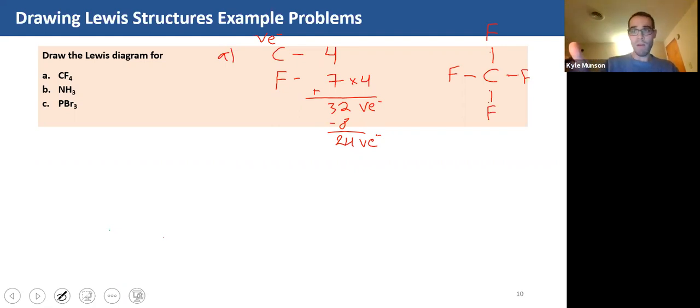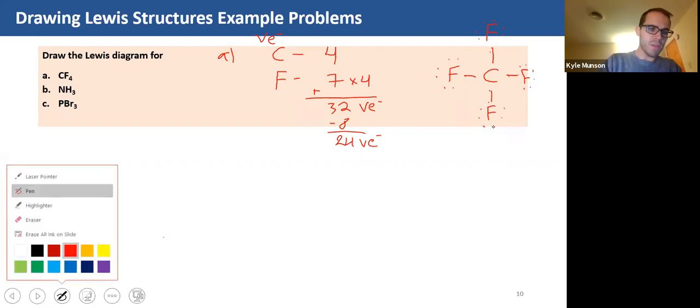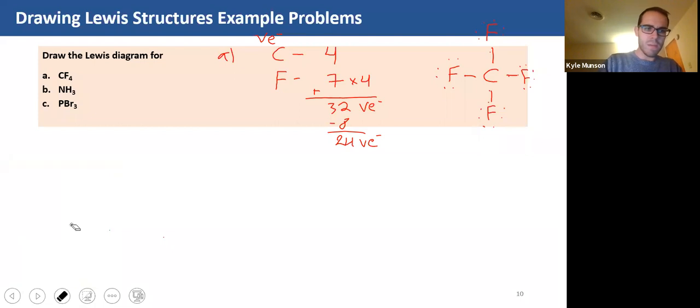So the fluorines right now each have only 2 electrons that they're sharing. So I need to give each one of these fluorines 6 more. So when I do that, 1, 2, 3, 4, 5, 6, and the same for each of the others. Okay, and I'm just going to clean this up a little bit here. Okay, so this is my structure.